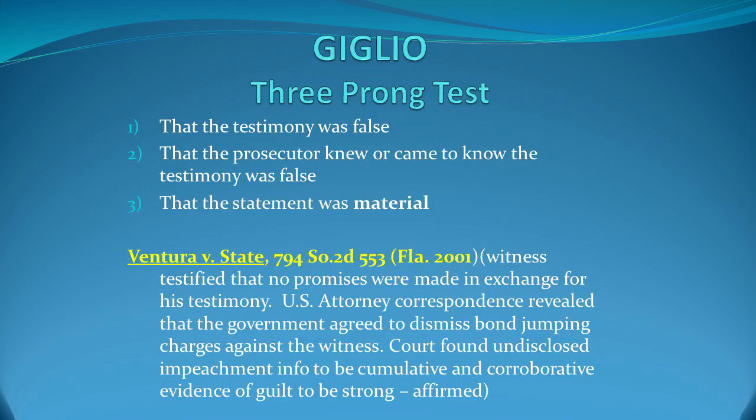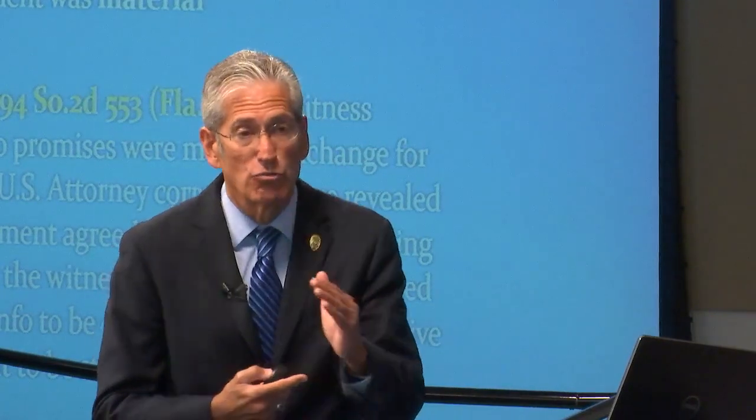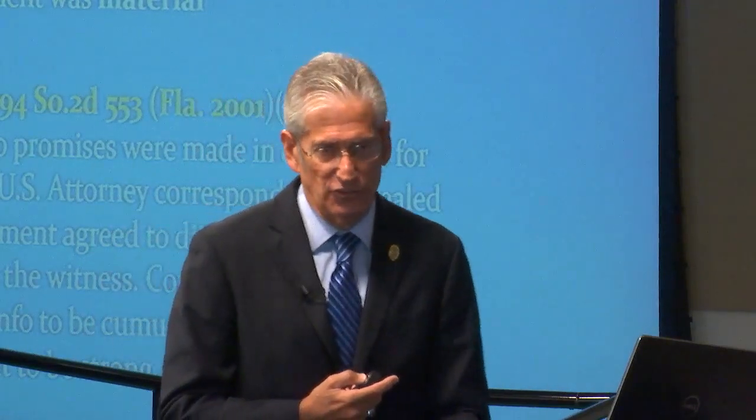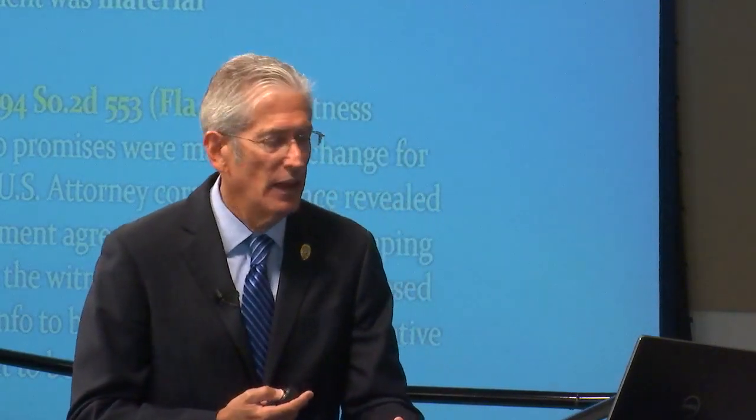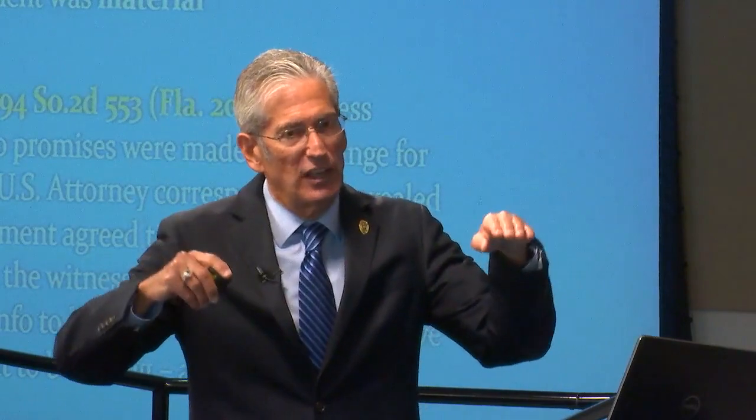Ventura versus State, which was affirmed, by the way: the witness testified that no promises were made in exchange for his testimony. A U.S. attorney correspondence revealed that the government agreed to dismiss bond-jumping charges against the witness. The court found the undisclosed impeachment info to be cumulative and the corroborative evidence of guilt to be strong. So there's an analysis that said it was a strong case, and there was a lot of other impeachment evidence. It was cumulative. Again, you got a tipping scale here.